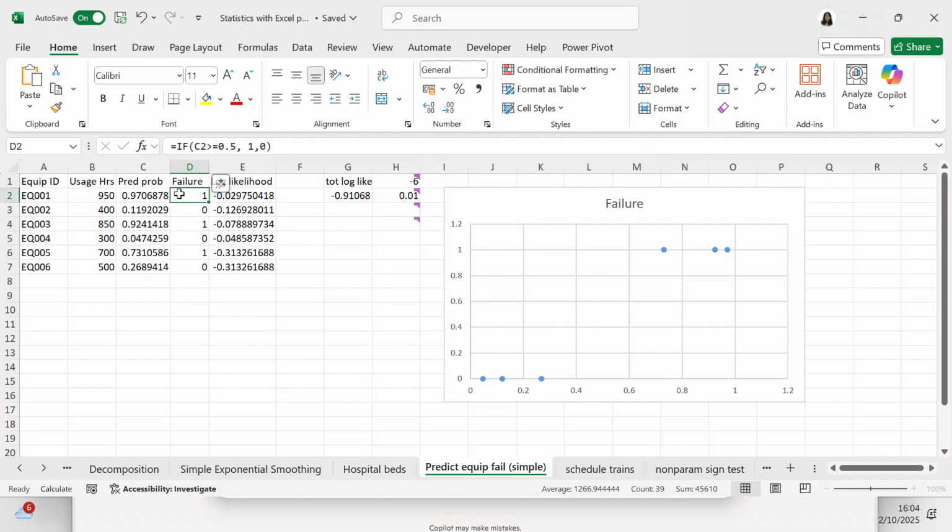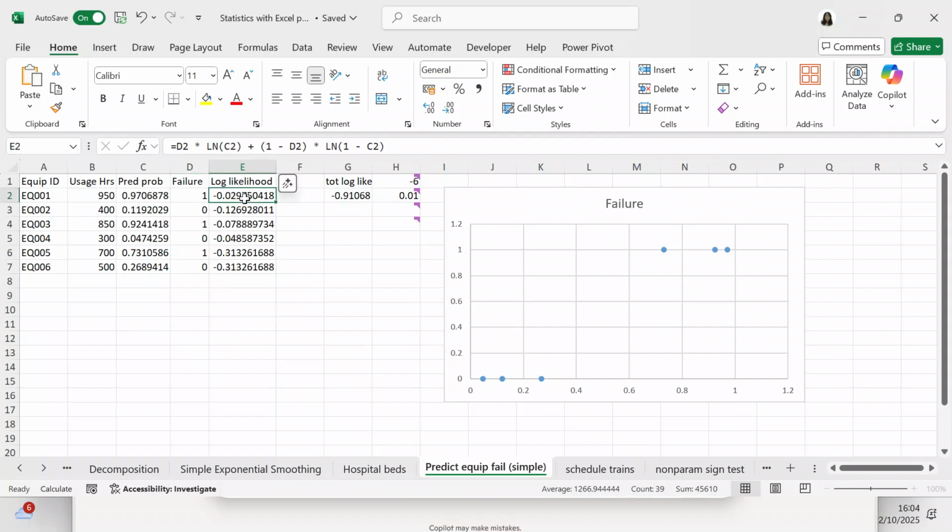Then we put an if statement in here: if C2 is greater than or equal to 0.5, comma 1, else 0. We copy and paste that all the way down as well, so you can see it's 1, 0, 1, 0.